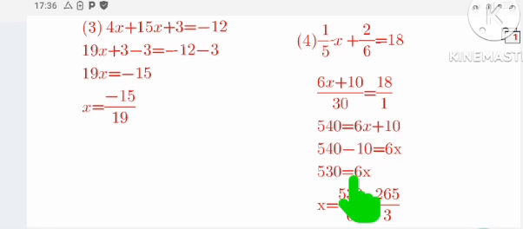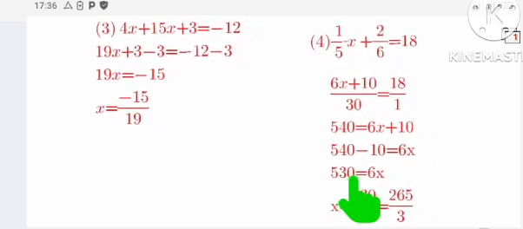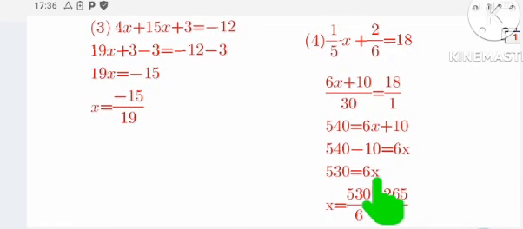6x. What do we do after that? What we do is we divide both sides by 6, as 6 is the only number that is obstructing the dependent variable from standing alone. And since it is multiplied to the dependent variable, then we divide both sides by 6 so that we can get our final answer. Once we divide both sides by 6, we have 530 divided by 6. That will give you 265 over 3. And that is how we solve that one.